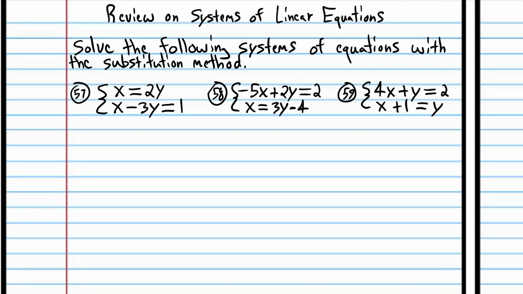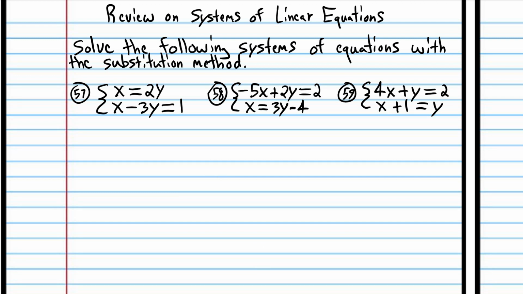You use the substitution method when one variable is solved for. So x is by itself in the first equation. Typically, you use the elimination method when you have something like this, when both equations are in standard form, but we don't have that here. We have equations where one variable is isolated, so it's better to use substitution.